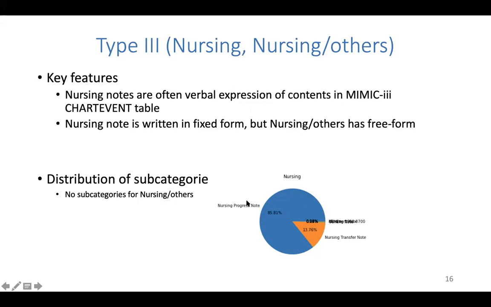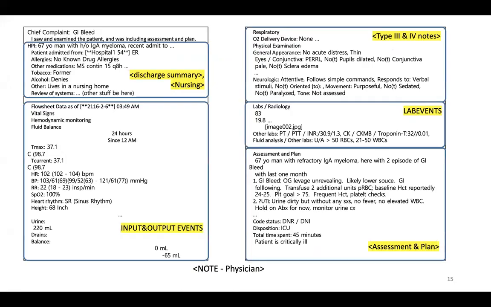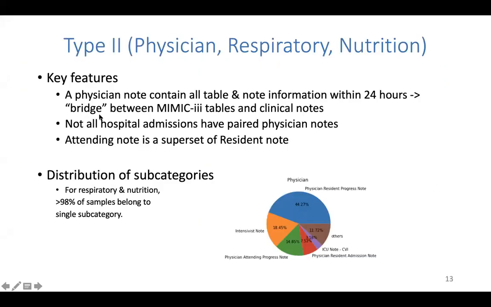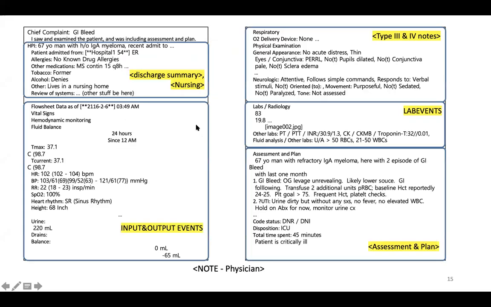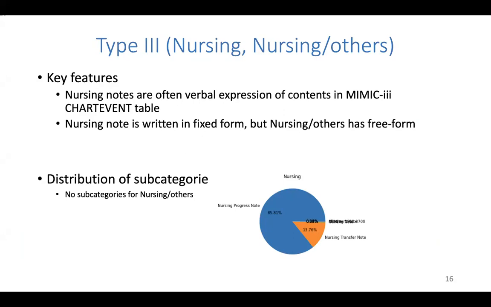So a lot of them are nursing progress notes, and then there are nursing transfer notes, which I'm not sure what they actually are. I should not say something about it. All right. So most of them are progress notes. As I said, every 8 hours, every 4 hours, or every 6 hours, nurses would check up on you. So even if physician notes are sometimes not paired with the hospital admissions, nursing notes are always there. As you've seen, there are at least 1 million nursing notes in MIMIC-3.